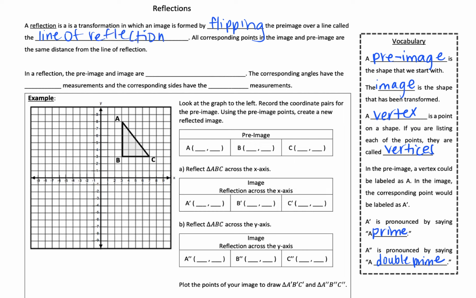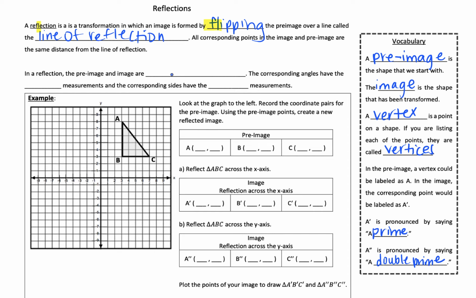Now something to remember, reflection is a flip, so FL, and there's FL right in the middle there. So kind of with translate with SL for slide and reflection FL for flip, that might help you remember just another way to kind of help you differentiate between the two types that we're studying this unit.